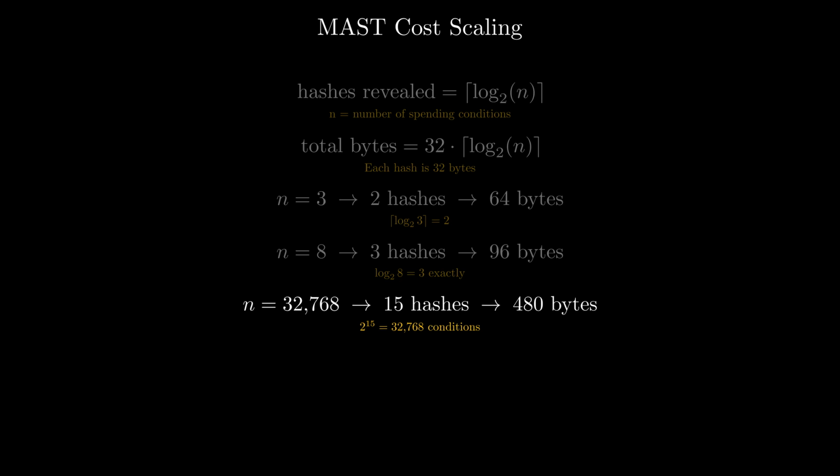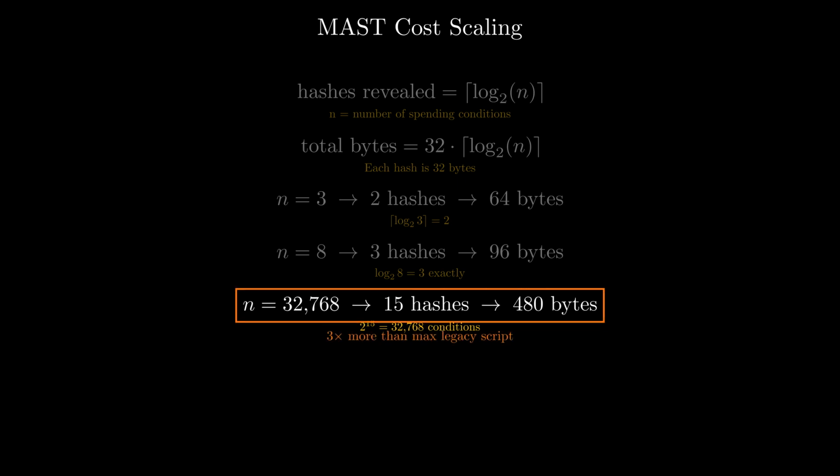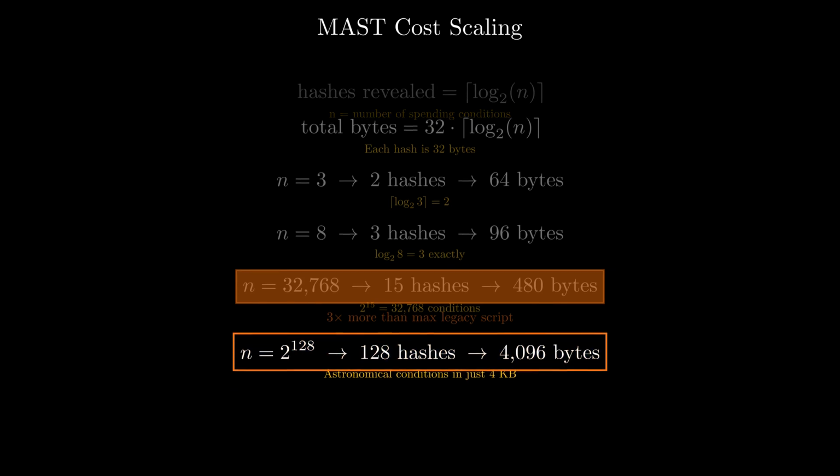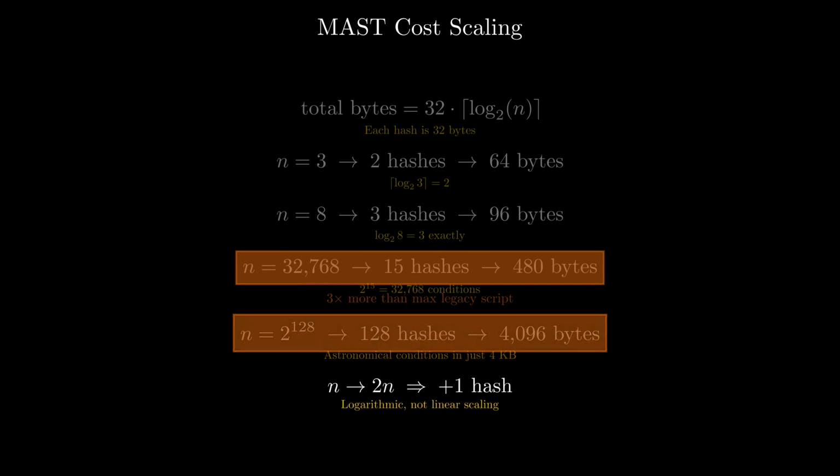32,768 spending conditions. That's already 3 times more than a maximum-sized legacy script could ever fit. Push to 128 hashes, 4 kilobytes, and you commit to 2 to the 128th power conditions. Astronomical. Doubling your number of conditions adds exactly 1 hash. Cost grows logarithmically, not linearly. That is the MAST superpower.